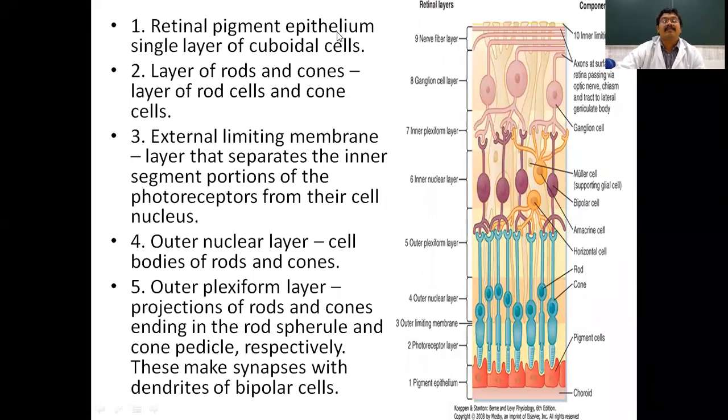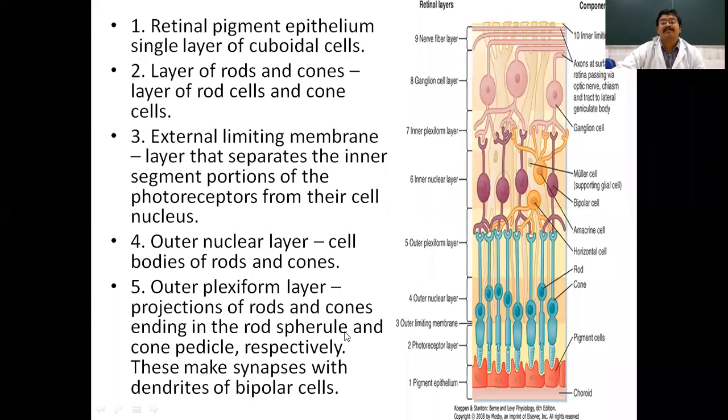The outer pigment epithelium layer contains a cuboidal outer layer, and the layer of the rods and cones contains the cells of the rods and cones. The external limiting membrane separates the inner portion of the photoreceptors from their cell nucleus. The outer nuclear layer contains the nuclei of the rods and cones.